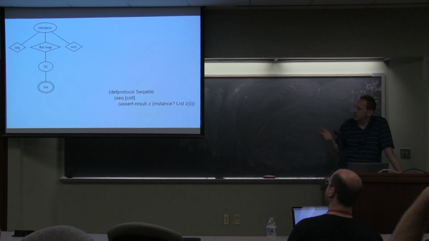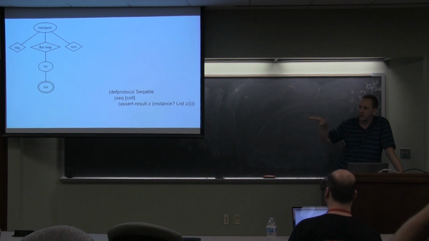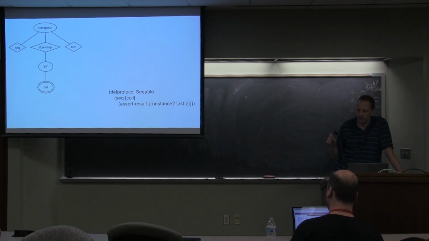But we don't know what seek is going to get given as a parameter. That's what that coll is. But we know that whatever it does, that implementation has to return a list. That's what this assert result is. So whatever data type seek is called on, it's going to return a list.